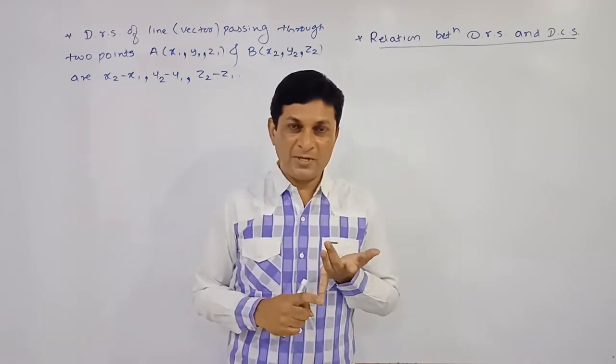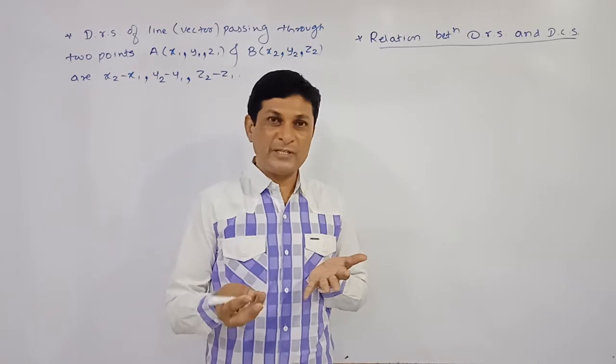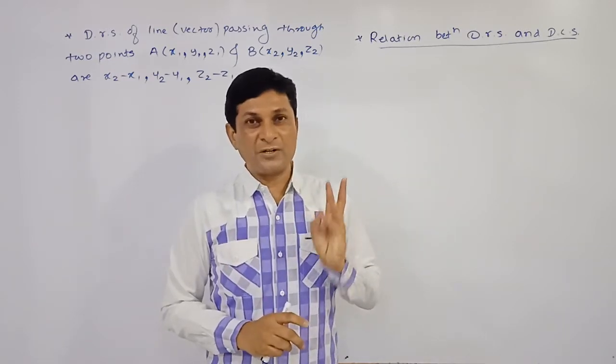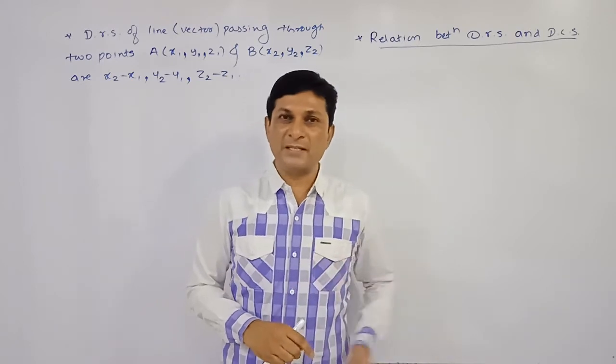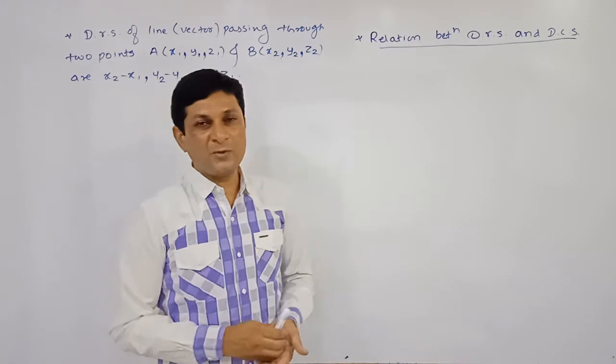Direction angles we are denoting by what? Alpha, beta, gamma. Direction cosines by cos alpha, cos beta, cos gamma, or it is also denoted by L, M, N. And direction ratios we are denoting by A, B, C. Now we are finding the relation between direction ratios and direction cosines of a line.